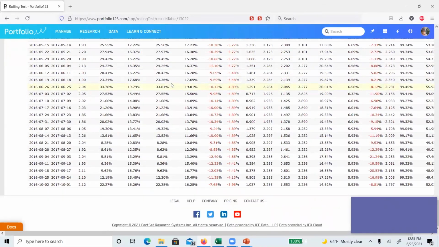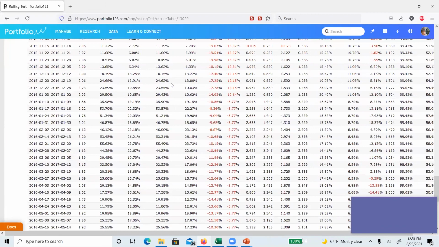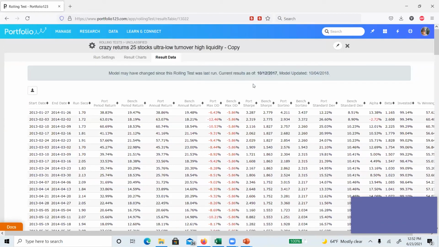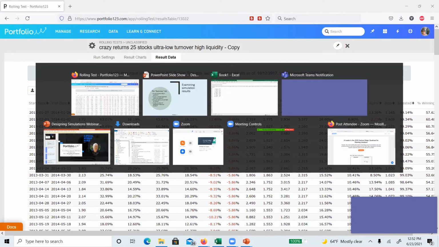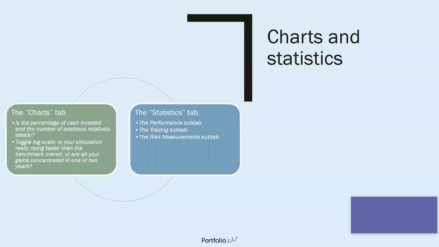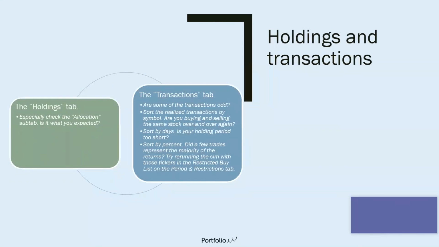And you can go down and you can export this into Excel, and you can fiddle with it, and it gives you a lot of information on the possible results of your simulation. Now, sorry, I skipped the PowerPoints because I'm so involved in Portfolio 1, 2, 3.